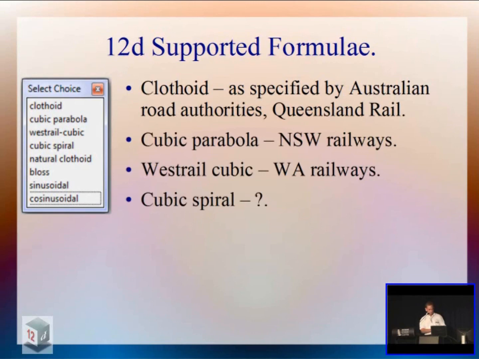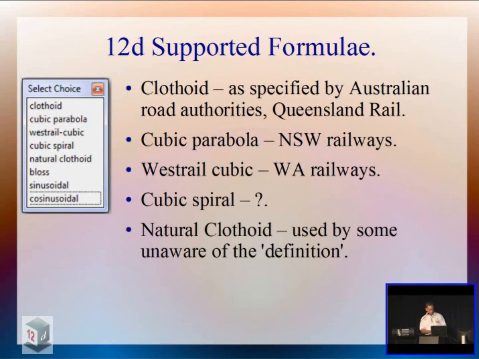The cubic spiral, I put a question mark there because we have it in there. It's the Land XML definition of the cubic spiral, but it's just not used here. I can personally remove it out of the menu, but that's for everyone else. The natural clothoid, we fully support it. We did a lot of mathematics and engineering for the curve fitting, so this would work very quickly, but the only thing is you really can't use it.